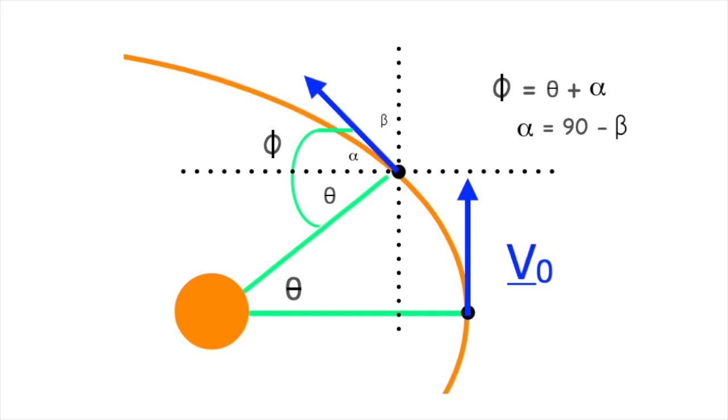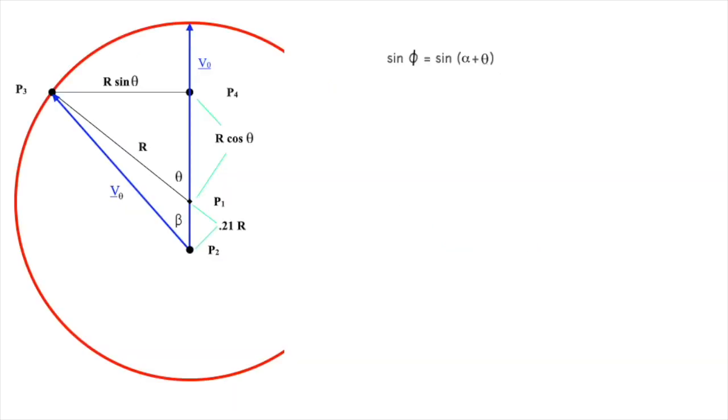I want to tell you where we're headed. Our next major goal is to find an expression for sine phi. So remembering this relationship that we found, phi equals theta plus alpha, we can say that sine phi equals sine of the quantity alpha plus theta.